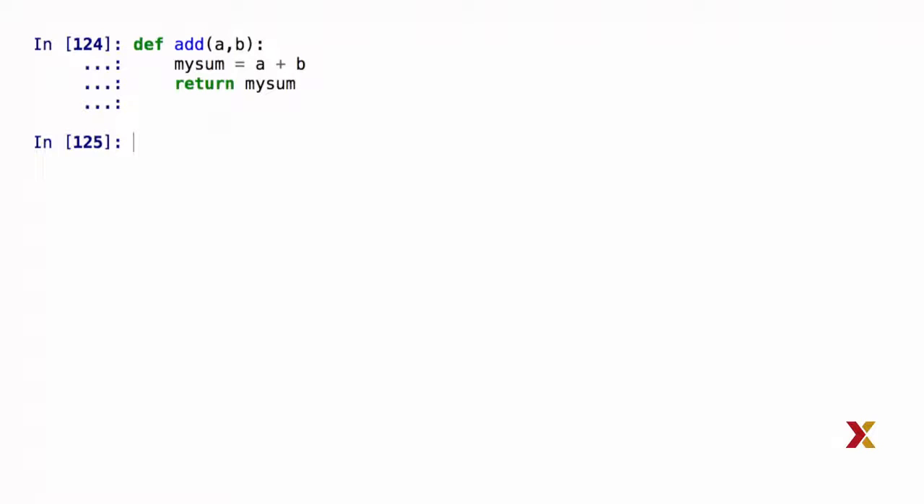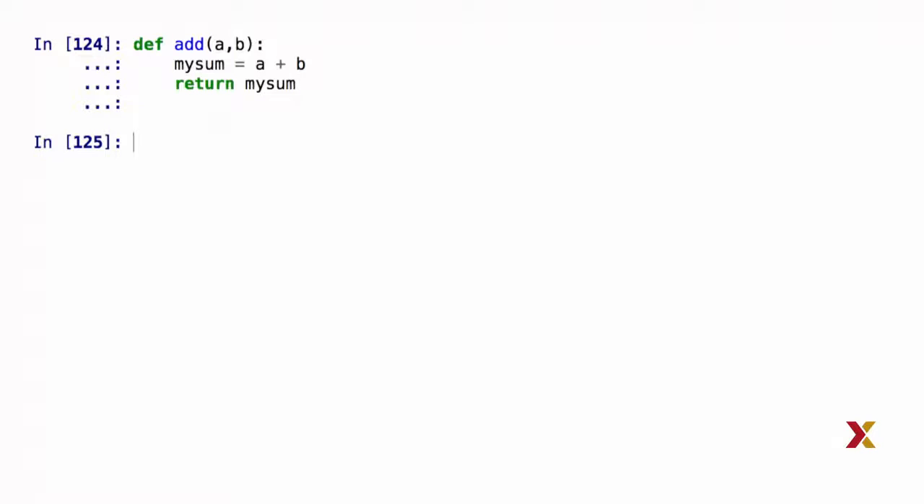Let's define an add function. So we first type the def keyword. Our add function is going to take two input arguments, which are a and b. We can calculate a sum, let's call that mySum, and define that as a plus b. And finally, we use the return statement to return mySum to the caller of the function.